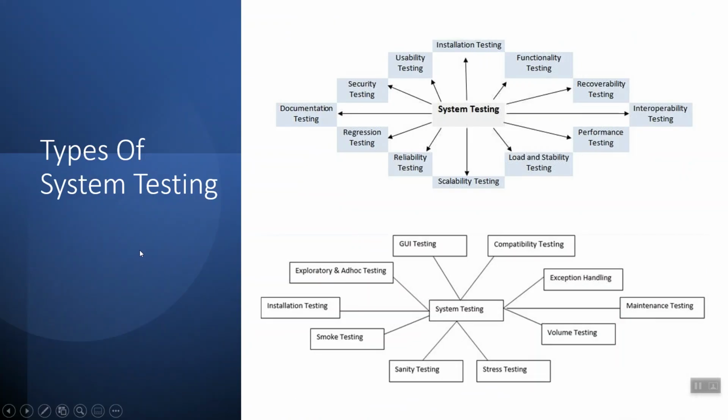The next is types of system testing. So there are different types of system testing. Here I have given two images with different types. Here we can see installation testing, functionality testing, recoverability, interoperability testing, performance testing, load and stability, scalability, reliability, regression, documentation, security, usability. And here also you can see GUI testing, compatibility testing. So these are different types of testing which come under system testing.